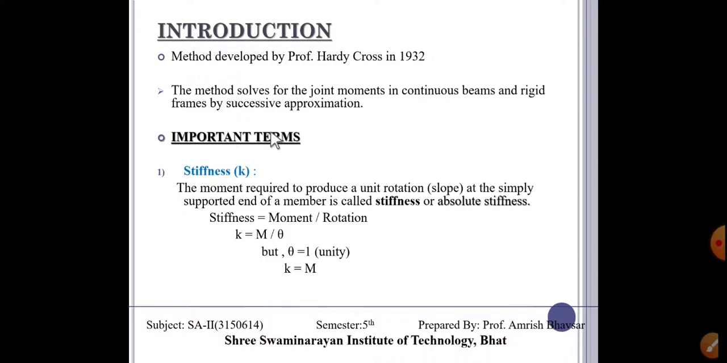Some of the important terms that we also discussed. First is stiffness, known as K. The moment required to produce unit rotation at the simply supported end of the member is called stiffness or absolute stiffness. The stiffness is equal to moment upon rotation, so K is equal to M by theta. But theta is unit, because here we are discussing unit rotation, that is theta is equal to 1. That's why we can consider K is equal to M.